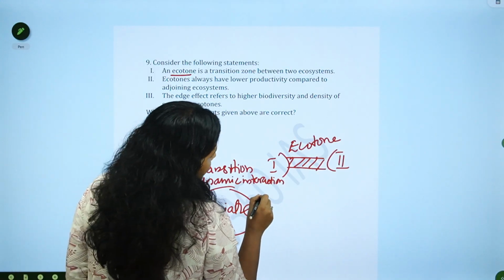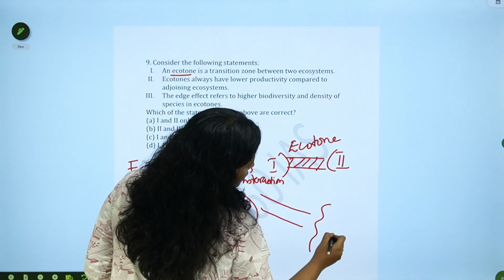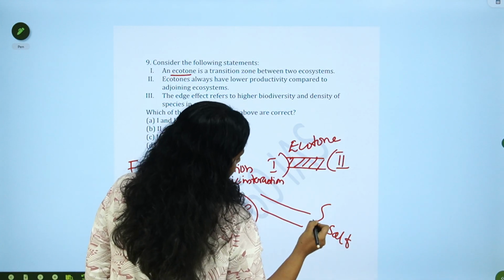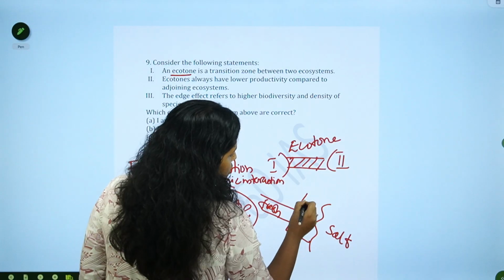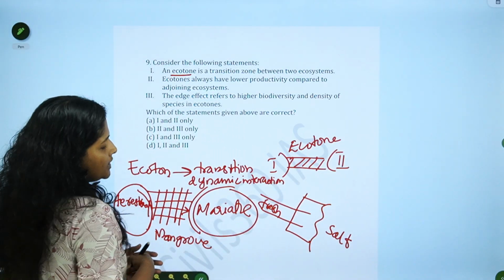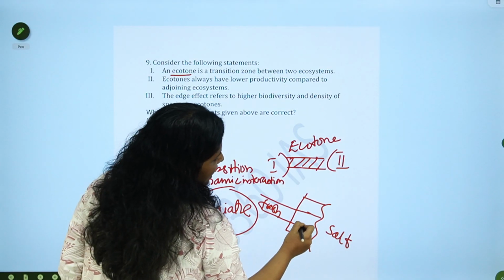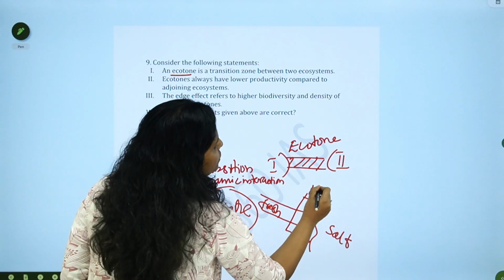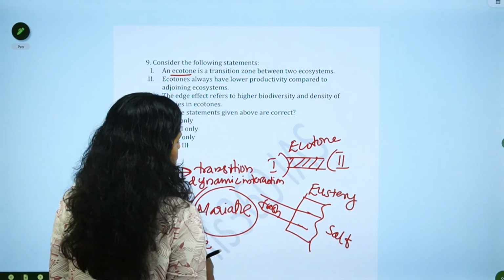Similarly, if a river, a freshwater source, joins an ocean or a saltwater area, there will also be some transition zone, right? It cannot suddenly join this ocean, and this transition area is called estuary. So it is also an ecotone.